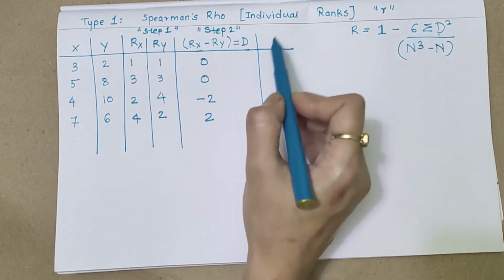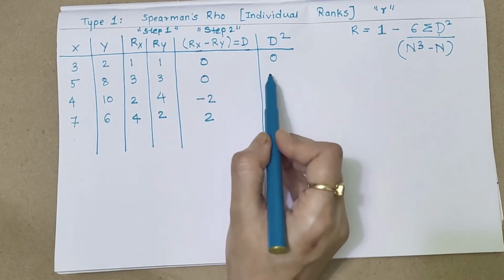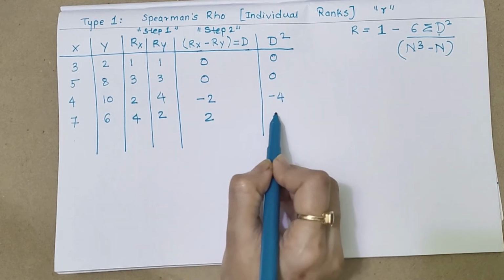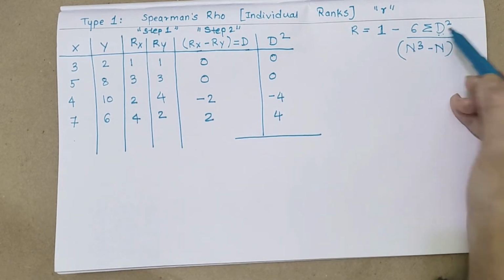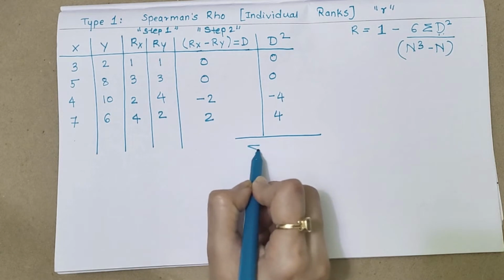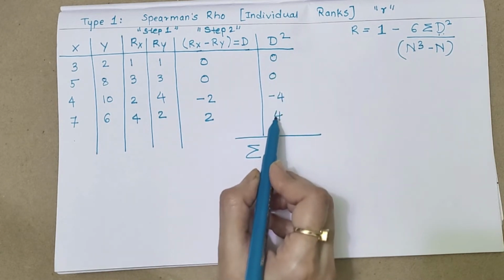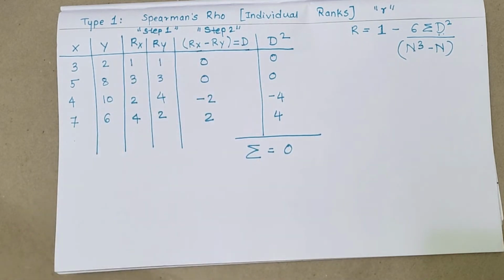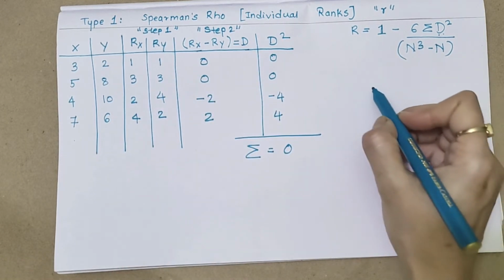Now, according to the formula, we need D square. So, square all these things. 0 square is 0. Minus 2 square is plus 4. And 2 square is plus 4. Now, we need summation of D square. What does that mean? We need the sum of all the D squares. So 4 plus 4 becomes 8, so summation of D square is the total of these values.